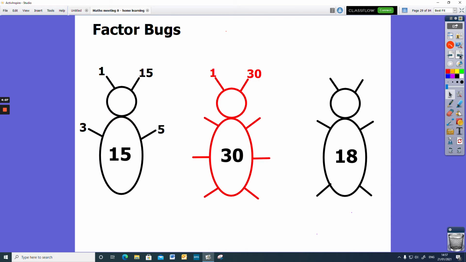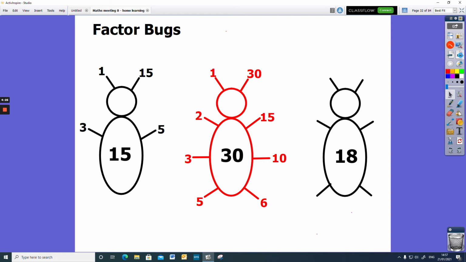Remember, it's got 1 and itself, 1 and 30 as factors. 2 and 15. 3 and 10. 5 and 6. 2 times 15 is 30, 3 times 10 is 30, 5 times 6 is 30.